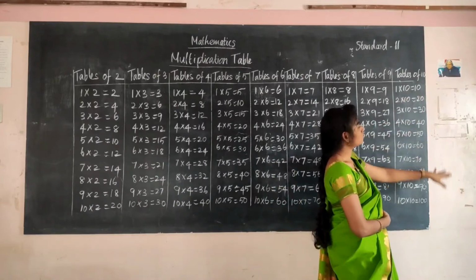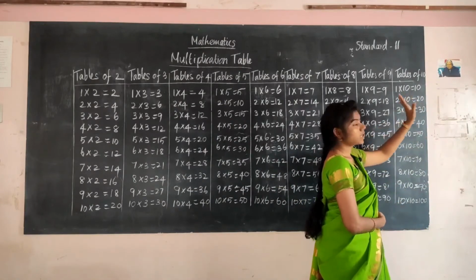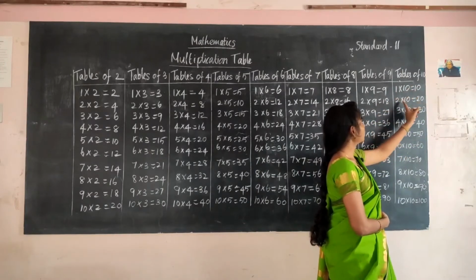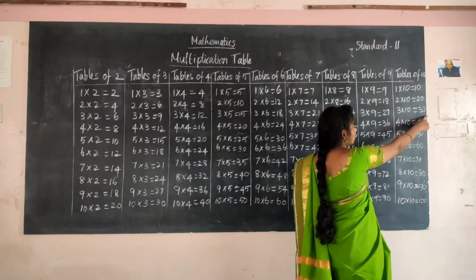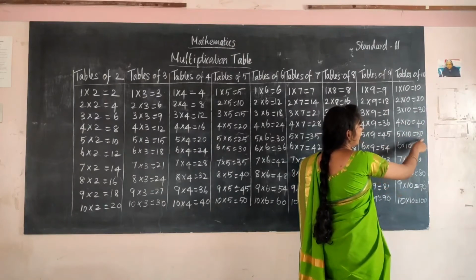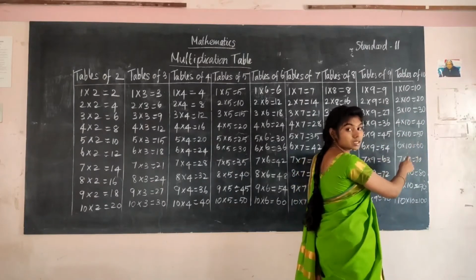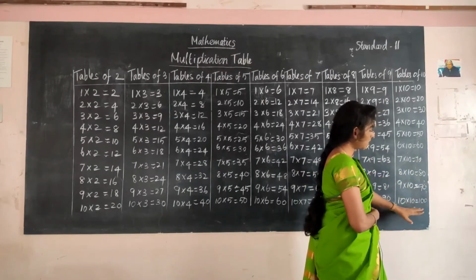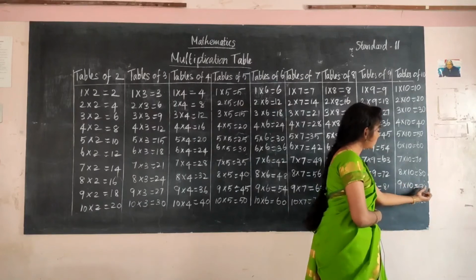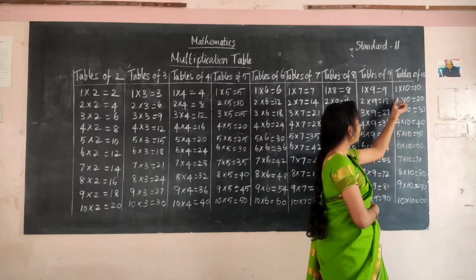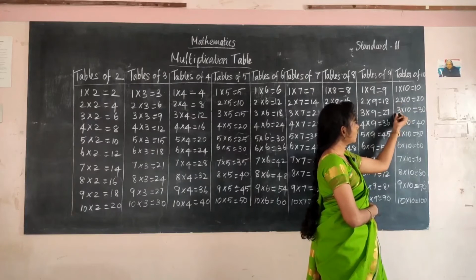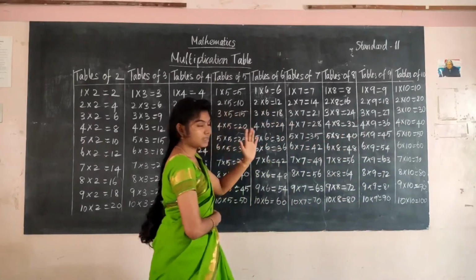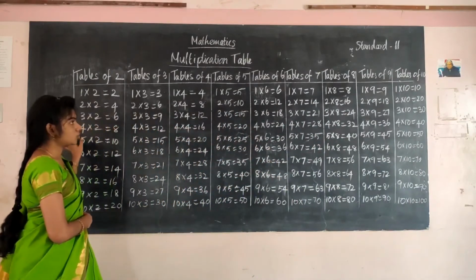And here the 10th table is very easy, you just have to write 0 in the last place alone. See here, 1 10 is 10, 2 10s are 20, 3 10s are 30, 4 10s are 40, 5 10s are 50, 6 10s are 60, 7 10s are 70, 8 10s are 80, 9 10s are 90, 10 10s are 100. And you are writing the 0 alone in the last place. See here, 2 10s means 20, 3 10s are 30, 4 10s are 40. Like this you are going to learn up to the 10th table, from the second table to the 10th table.